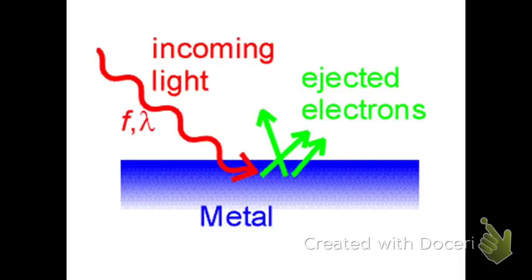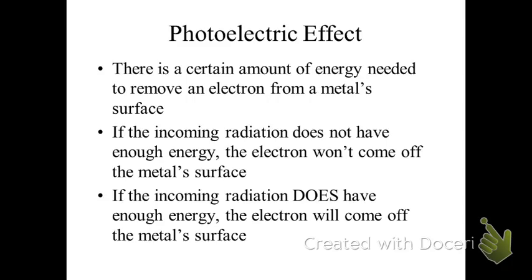So in this picture you see that there is an incoming light that is red here, and it's going to hit the surface of the metal, which is blue. When it does that, the light is a form of energy, and it causes the electrons to come off the surface of the metal. Now, that is the photoelectric effect.